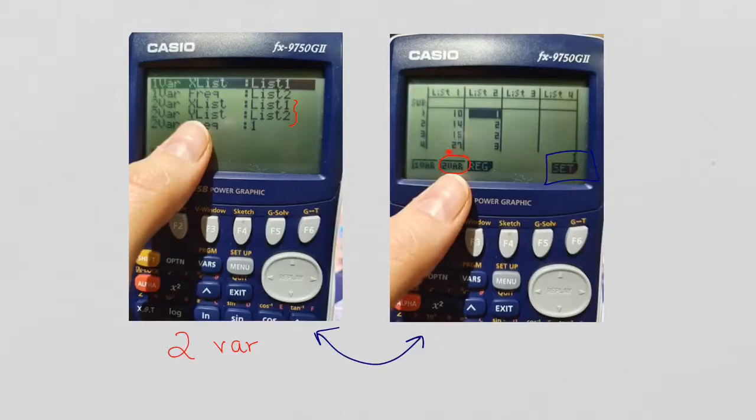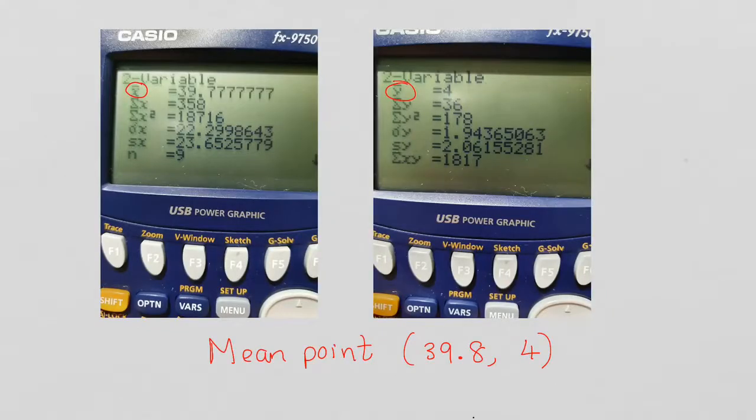So we've clicked 2 variables, and this is what you get. You get some information here, loads of stuff. It tells you what the sum of x is and the sum of x squared. It also tells you the standard deviation and the sample standard deviation. All of this is really useful if you're trying to check your answers in the exam. So we've got x bar and y bar, so we've worked out the mean point. I can then plot that on my graph and draw a much more accurate regression line. So that's how you work out your mean point.